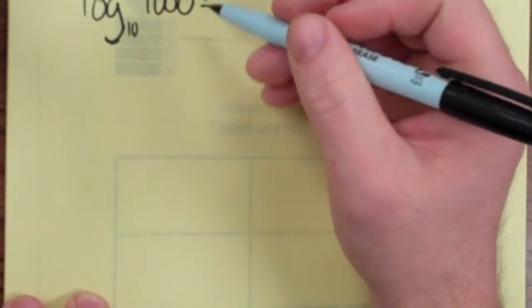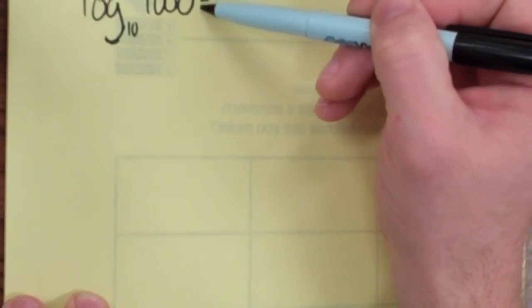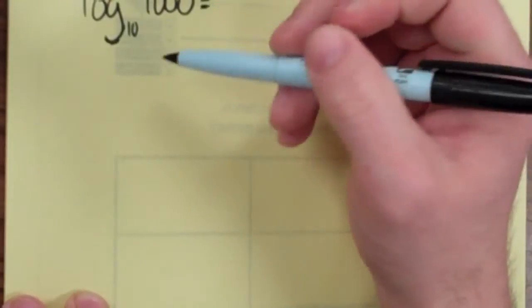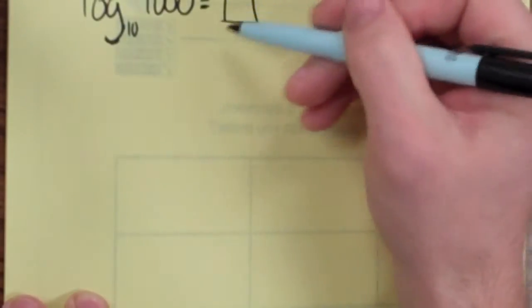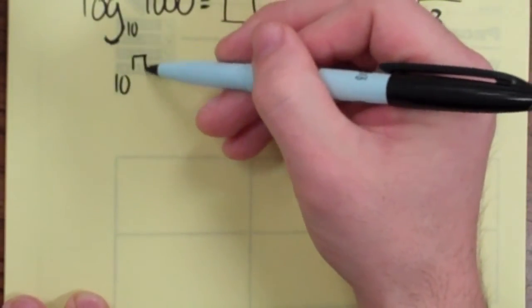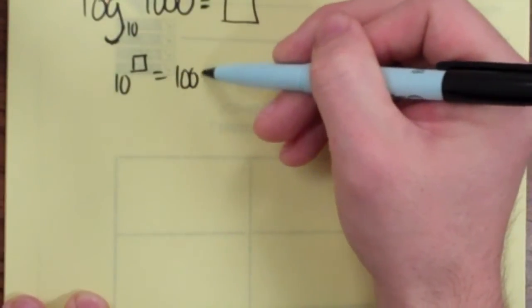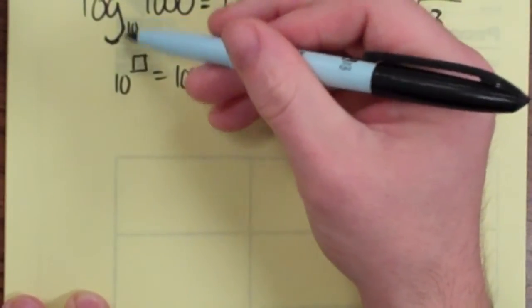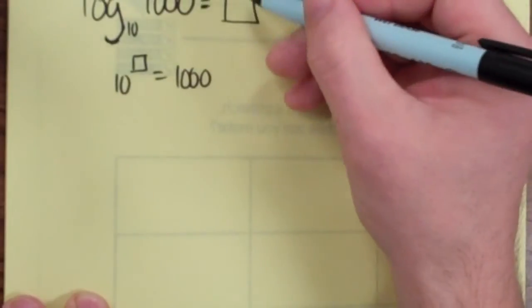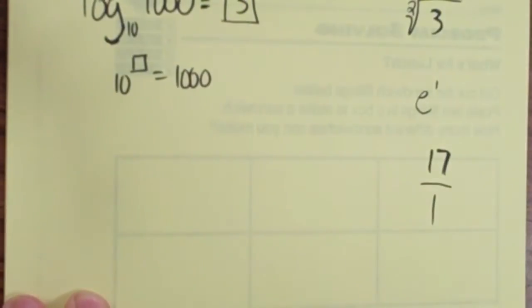So let's figure out what this is. Think about it for a second. The question being asked here is 10 to the what equals 1,000? What power do I raise 10 to to get 1,000? Raise it to the third power. All right. Let's talk about another base.